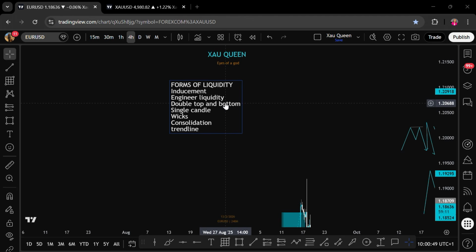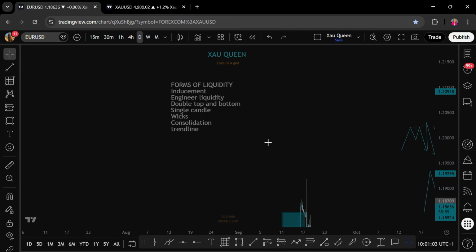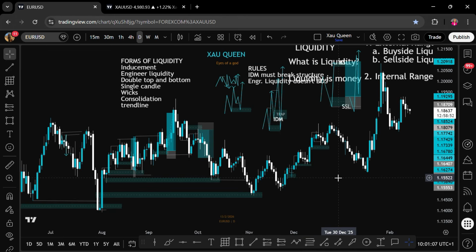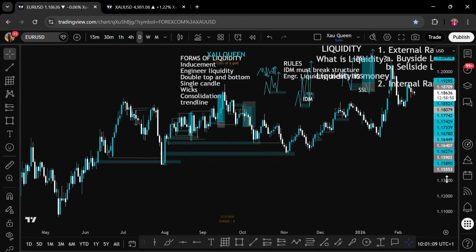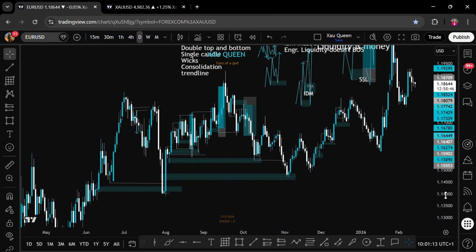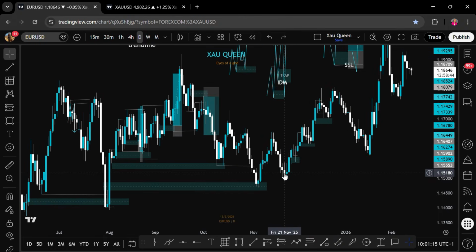All right. So the next one is single candle liquidity. I love to use it on a higher time frame, like daily, weekly, monthly. Once the daily candle low is taken, that is a massive liquidity. It means that everybody that bought the previous day, their SL has been taken. Do you get?